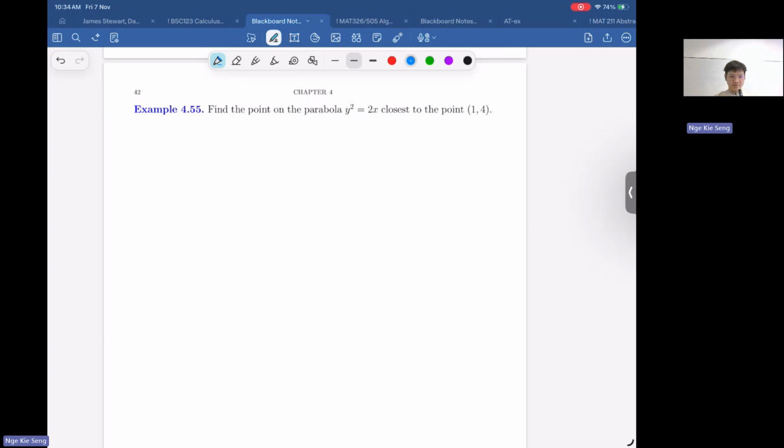Let's try this one. Find the point on the parabola y squared equals 2x closest to the point (1, 4). Let's draw this question first so that we know what we are expecting. You know how to draw y squared equals 2x.